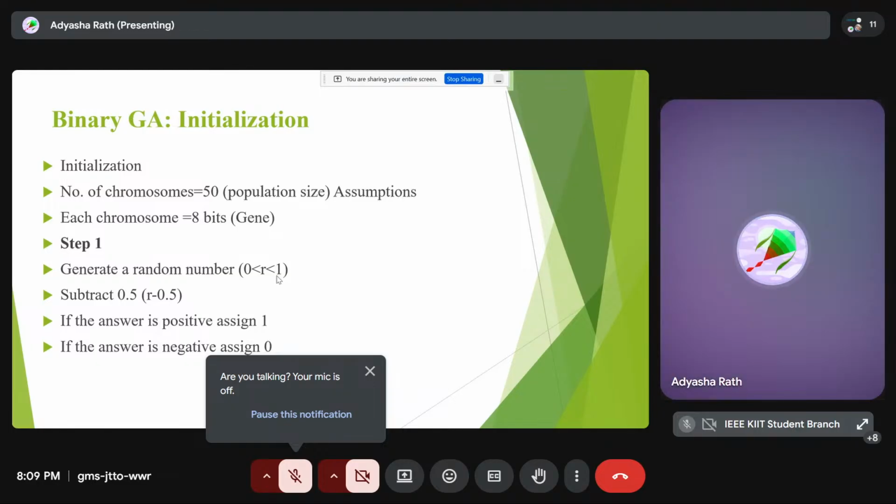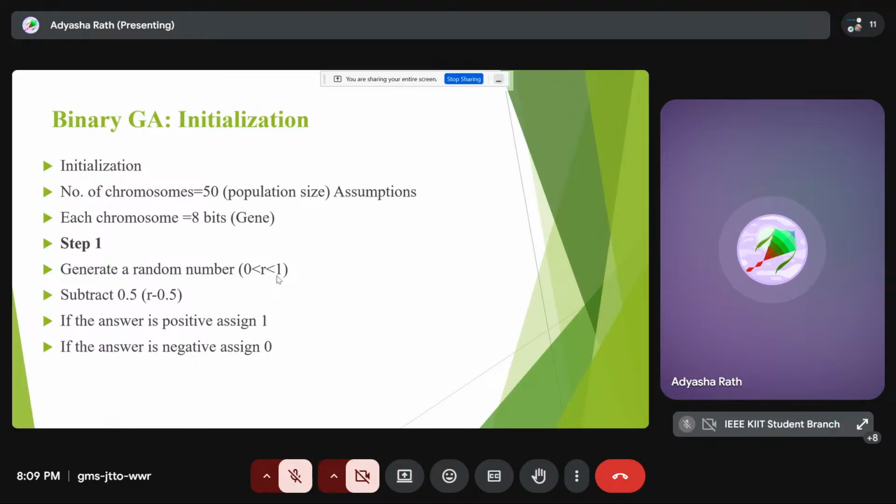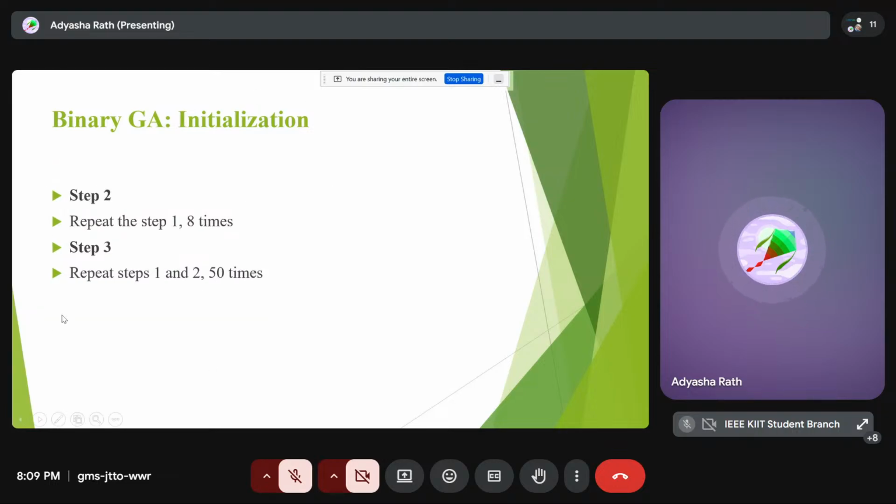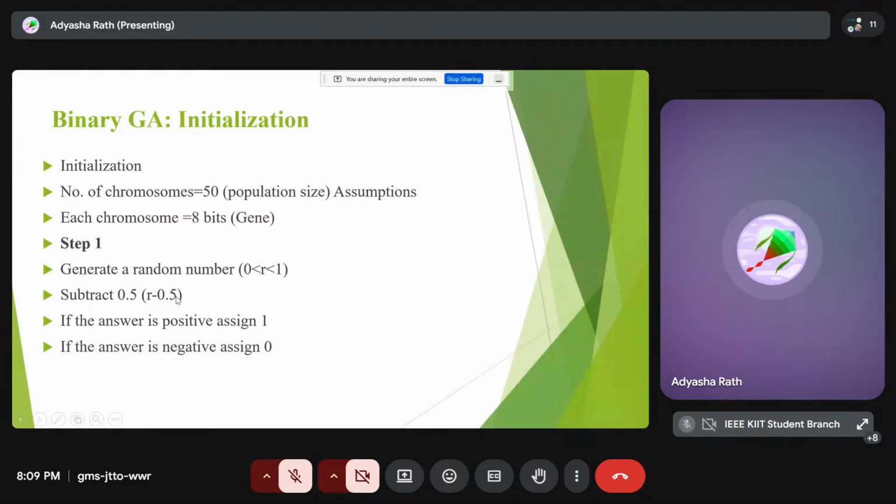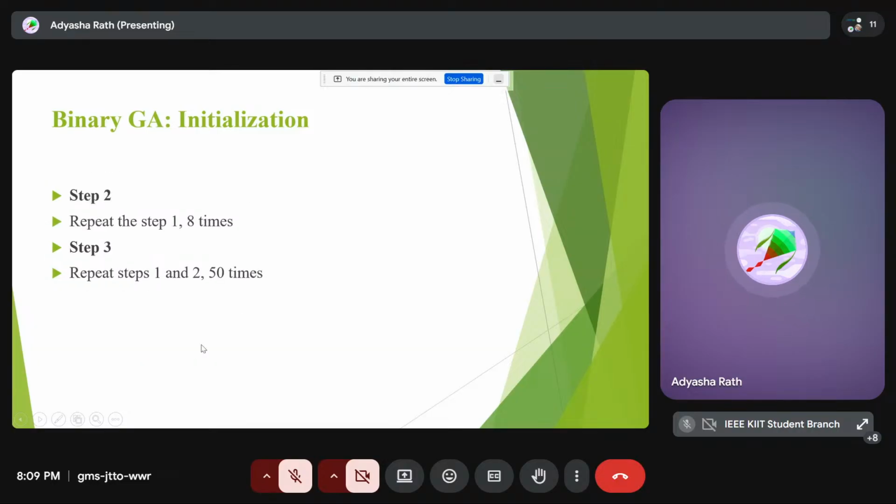Okay. So step one is what? First you have to generate a random number that lies between 0 and 1, and you subtract 0.5, because it will then lie in the positive and negative range. If the answer is positive, then assign 1. If the answer is negative, assign 0.